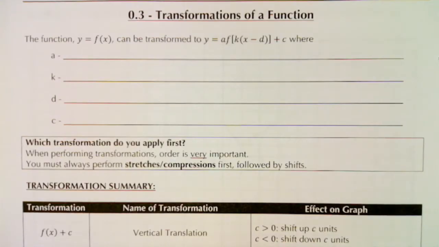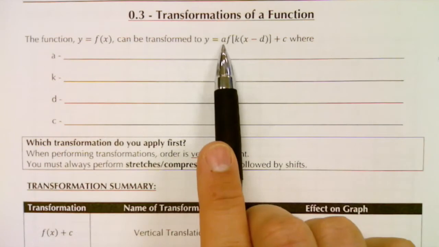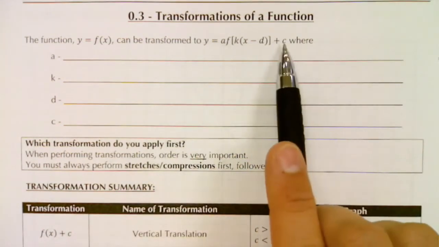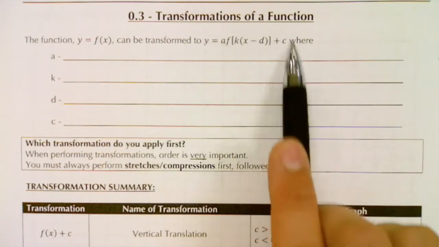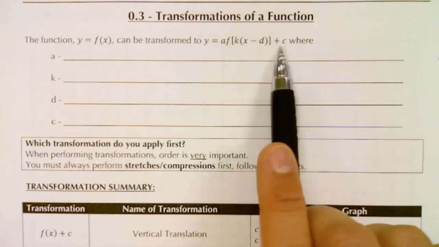Okay, this is lesson 0.3, and this is transformations of a function. If you remember, there are 4 different types of transformations you can have for a function, and they fill a position in the function notation. If you have a value in front of the function multiplying, that's your A. If you have a value outside the function, so outside the bracket of the function, adding or subtracting, that's C.